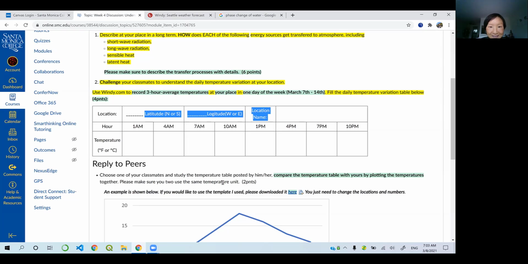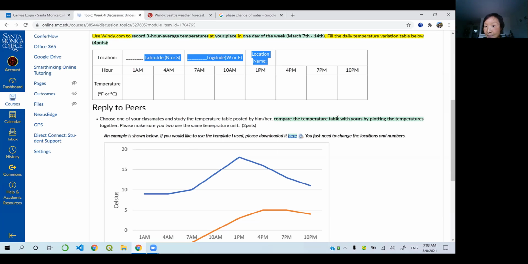So you can see here, I want you to compare the temperature tables with yours, between you and your classmates, by plotting the temperature together. So this is a little bit like a lab to do. Make sure you use the same temperature unit: both Fahrenheit, or both Celsius.